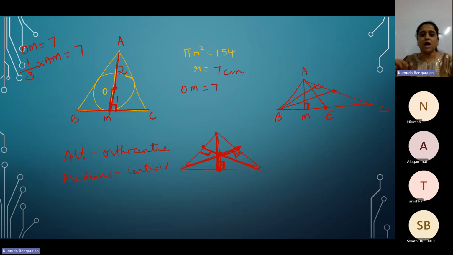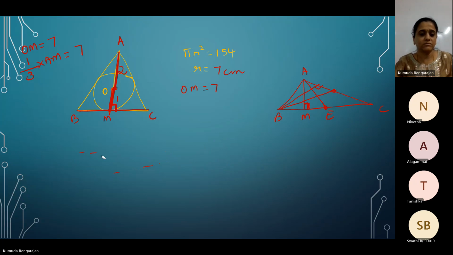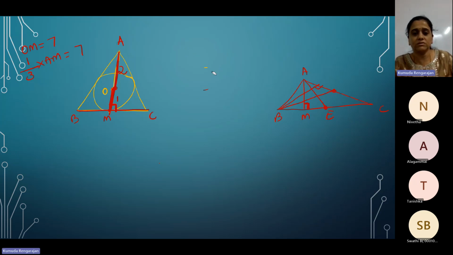OM is 1 part out of 2 plus 1, 3 parts of AM. This is just general maths. See, 1/3 of AM is OM, and 2/3 of AM is OA. If you feel not comfortable, then you should just work with the ratio numbers.